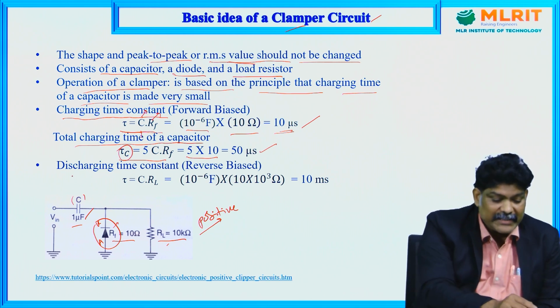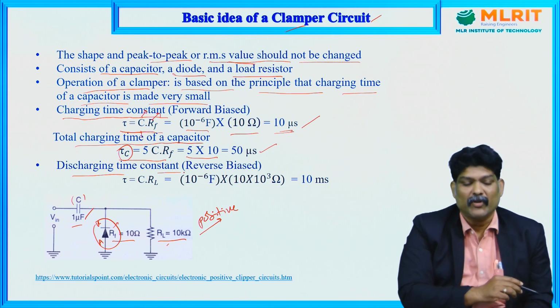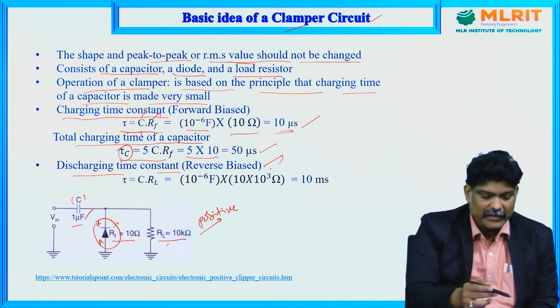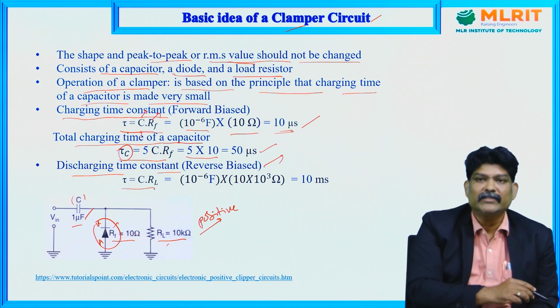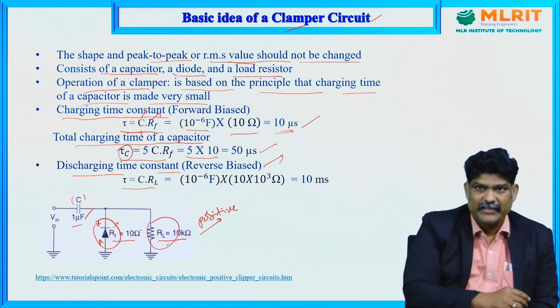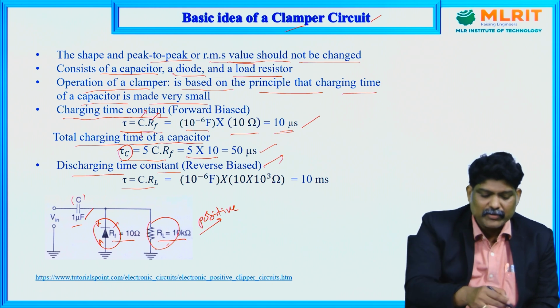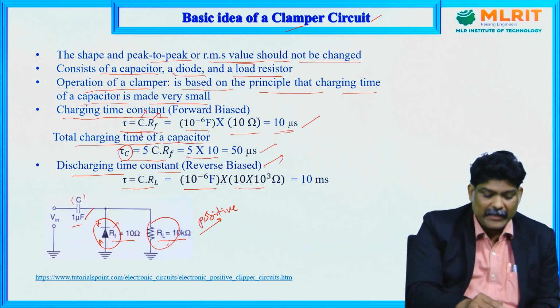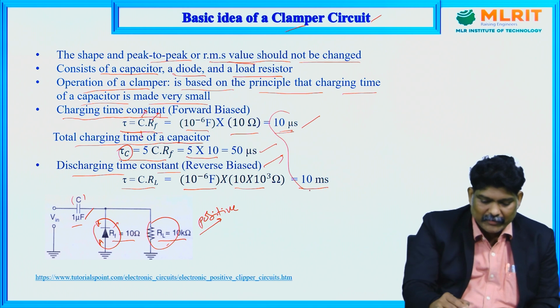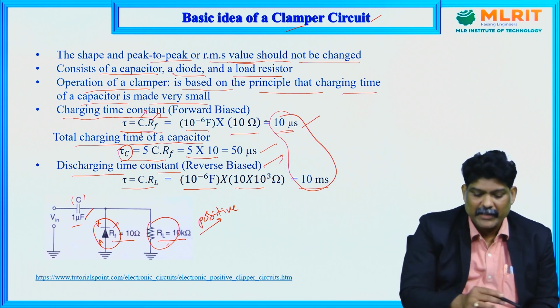Now let us see the discharging time constant. When the diode is reverse biased, we have tau equal to C into RL, that is the discharging time across this load resistor. The capacitor discharges through RL. So 10 to the power minus 6 F is the capacitance and RL is 10 kilo ohm, so 10 into 10 cube, you will get 10 millisecond. Now compare these two values, 10 microsecond and 10 millisecond.